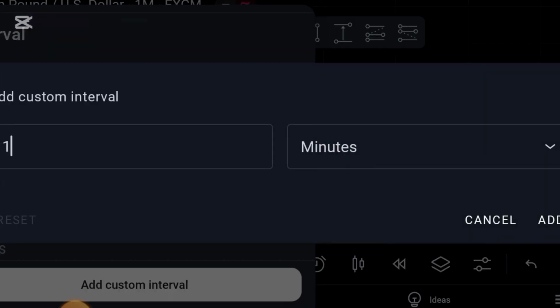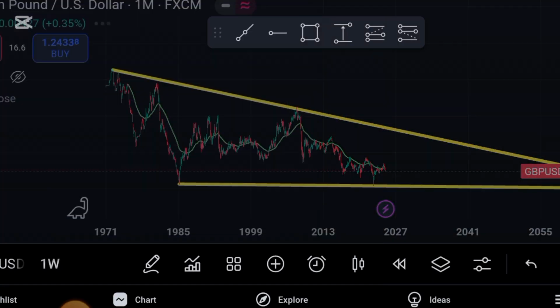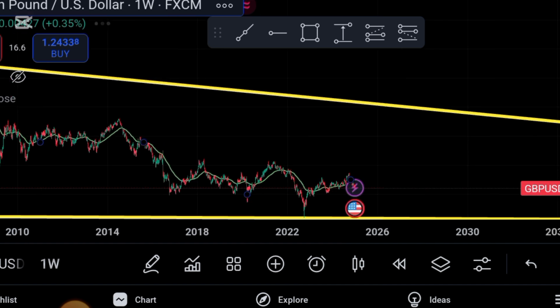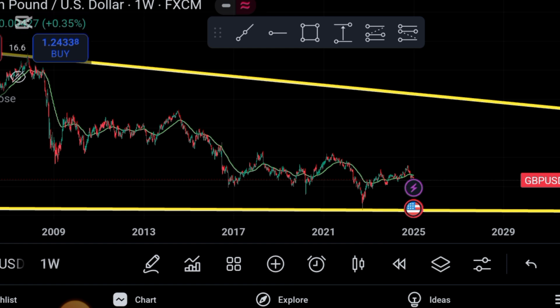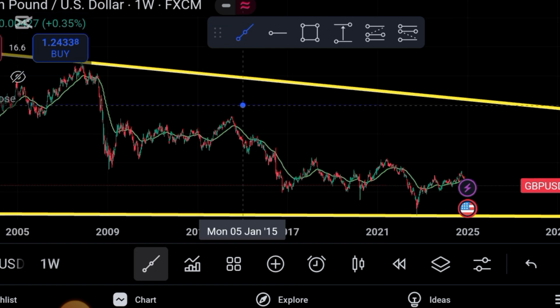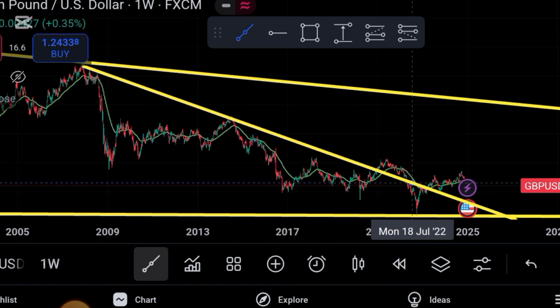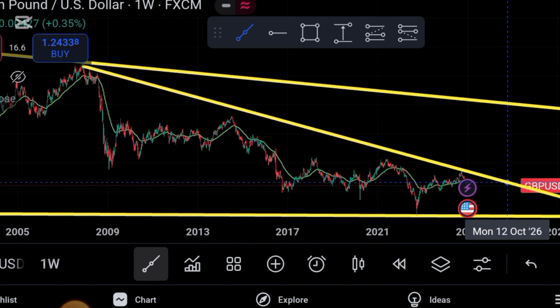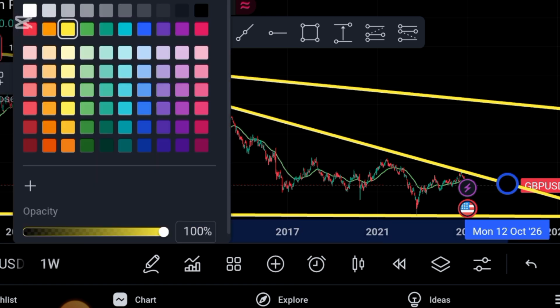Now we're going to move to my weekly chart. Okay, so we're looking at the recent price action. When it comes to the weekly chart, we are going to be drawing a trend line from the top part here. You can leave that at that. And then we can make this trend line a blue trend line.